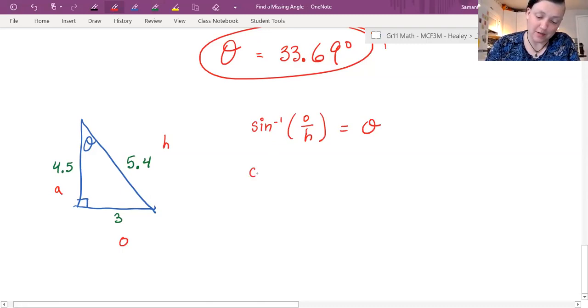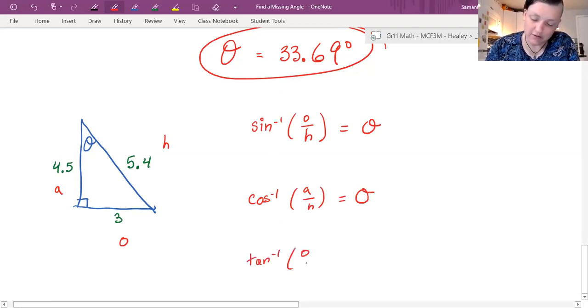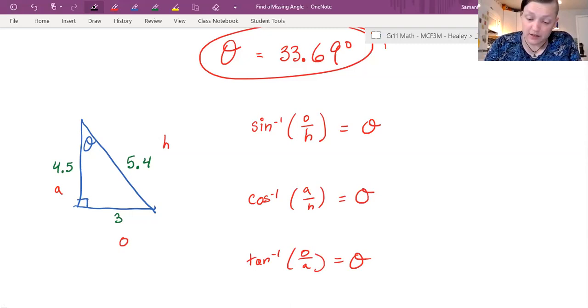You could say, I'm going to use cosine inverse. Here, I'm going to give a little more space so I can write. I'm going to use cosine inverse of adjacent over hypotenuse to get that angle. Or you could use the tangent inverse of the opposite over the adjacent to get that angle. And whatever you chose, you would just make sure to fill in the correct measurements for the correct side.